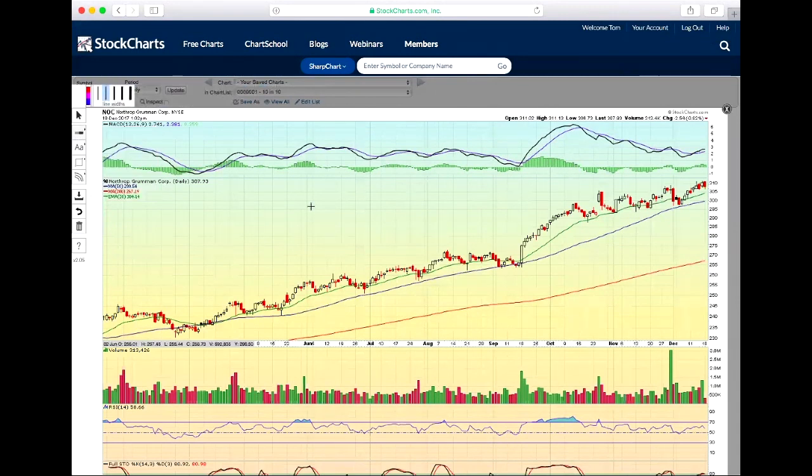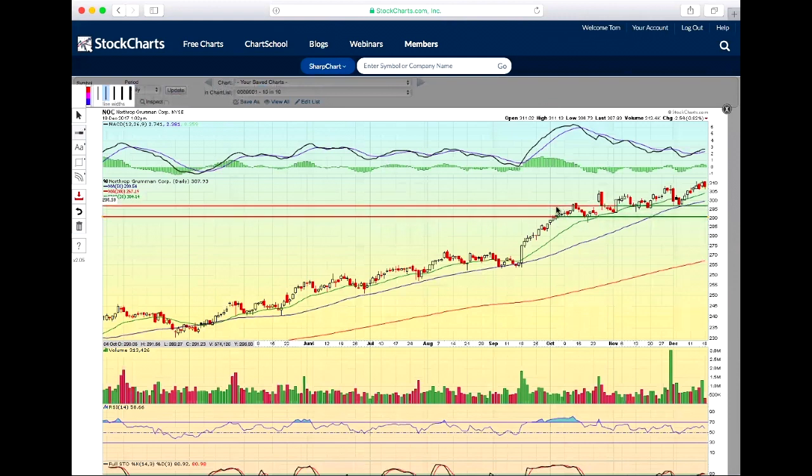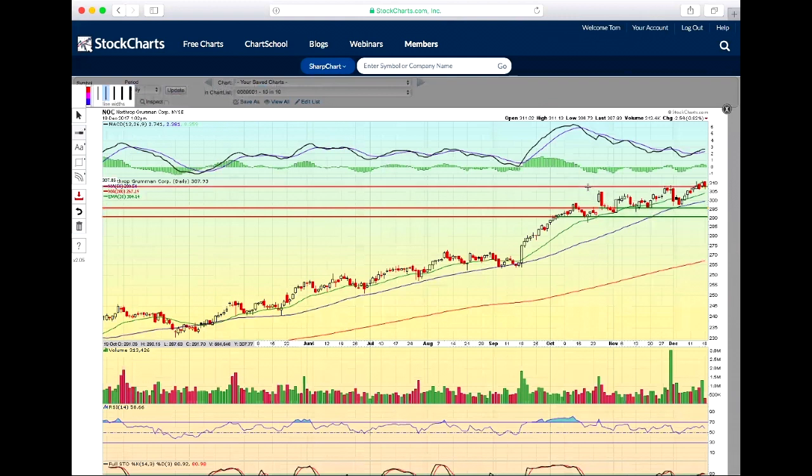Looking at some key areas of support, I'd probably say that hammer that went in back in October is pretty important. And then we've had some recent tests here at about 295. So I think the support zone is maybe 290 to 295. We just recently had another breakout above the late November high right here. So I'd say even the current price down to the rising 20-day should offer up some pretty good support in the near term on Northrop Grumman.